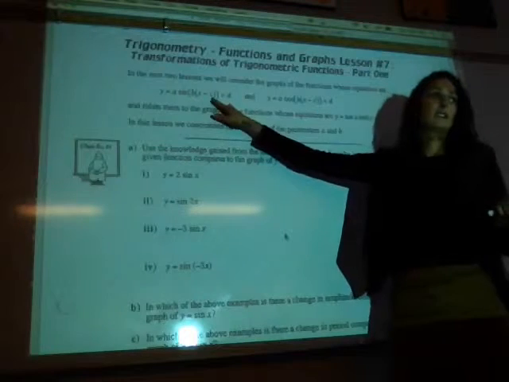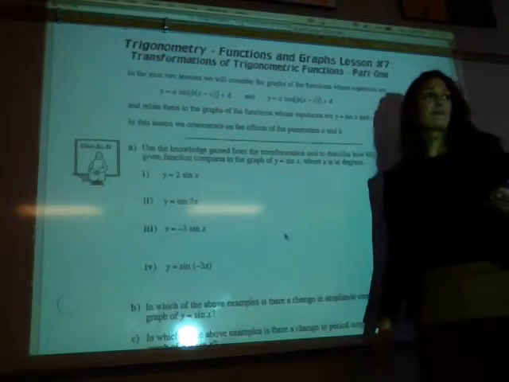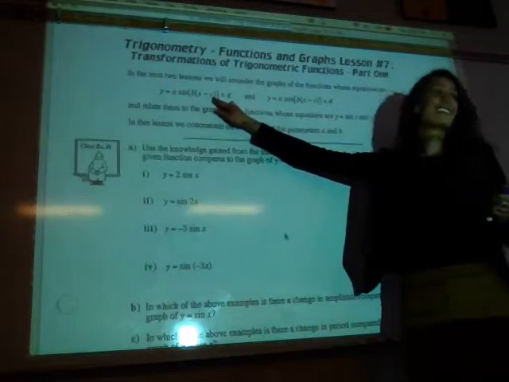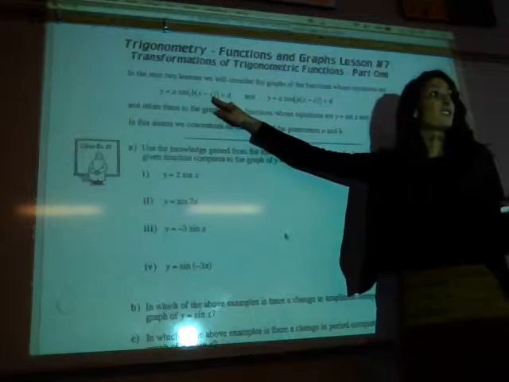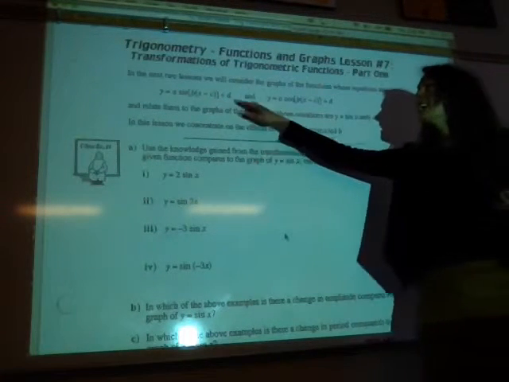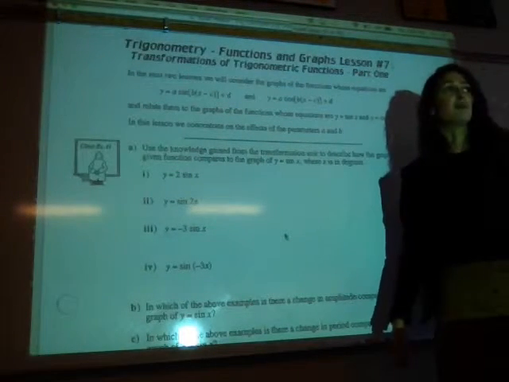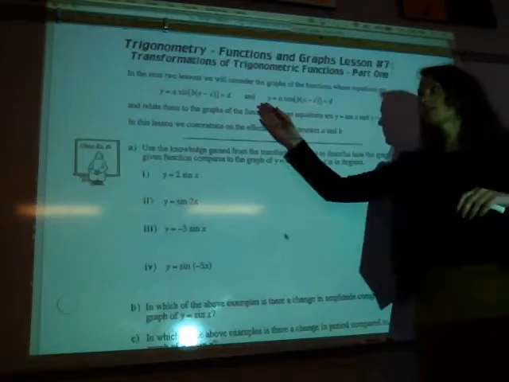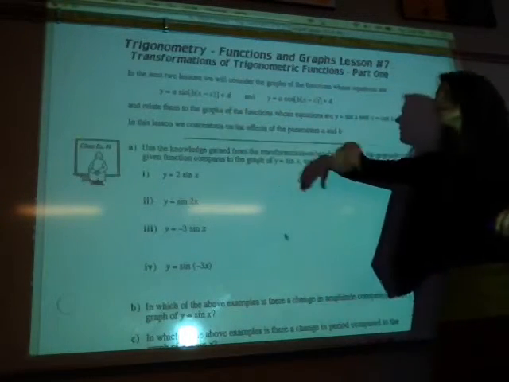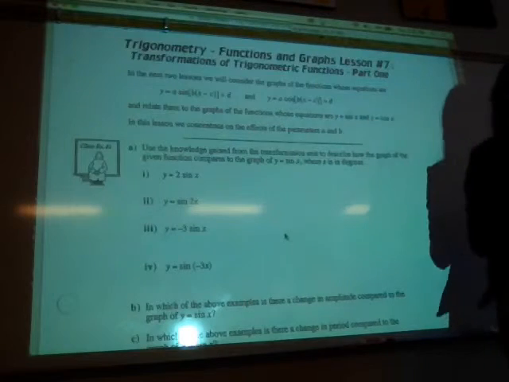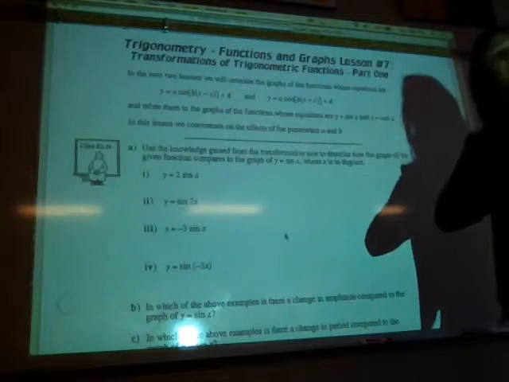Jackson, what does the C tell us? Right or left? Right or left, so it's a horizontal translation. And Jared, what's D? Vertical translation, up or down. Perfect. So we can apply transformations to sine, we can apply transformations to the graph of cosine, and we can also apply transformations to the graph of tan.